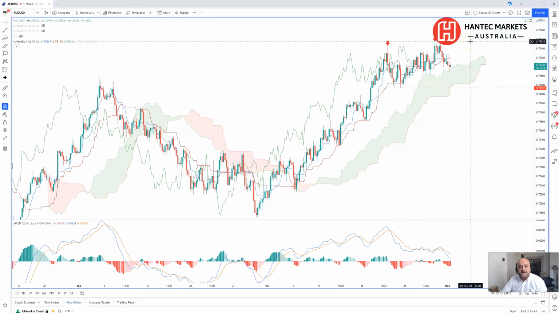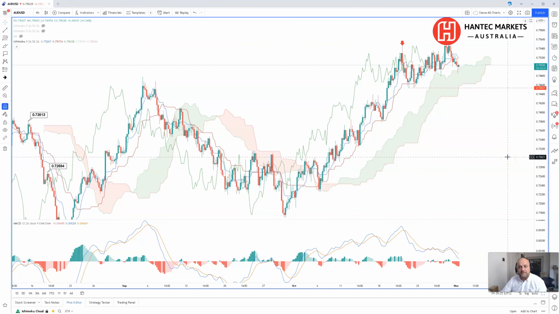On the upside, really looking at 75.55 and clearance of there for the impulsive move higher to remain intact. But as we're looking at from this point of view, definitely pressure on with the dollar strengthening at the start of the week.